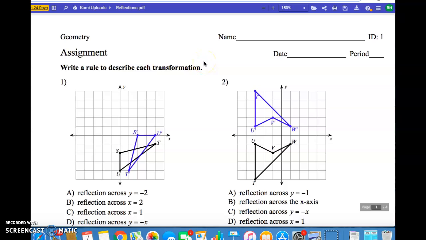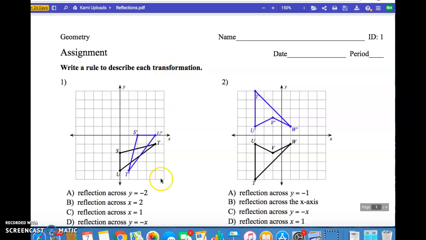So now we're on to transformations, and today we're going to look at reflections. First thing we're going to look at, here is your number one from your geometry reflections worksheet. We're going to write a rule to describe each transformation.